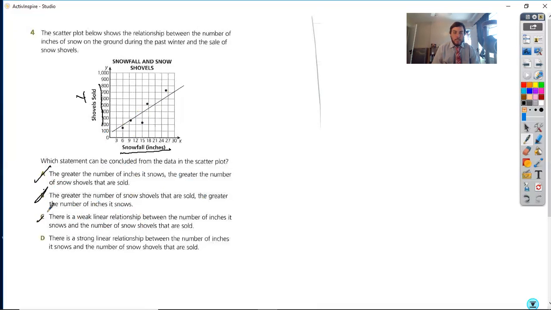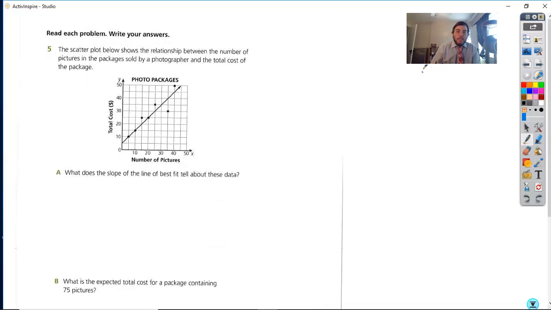So when we look at D, this is going to be our correct answer, that there's a strong linear relationship between the number of inches it snows and the number of snow shovels that are sold, right? We see as snowfall increases, the number of shovels sold is also increasing, but we don't know that one is causing the other, and that's what A and B are implying. So D is our correct answer because all we can say is there's a strong relationship.